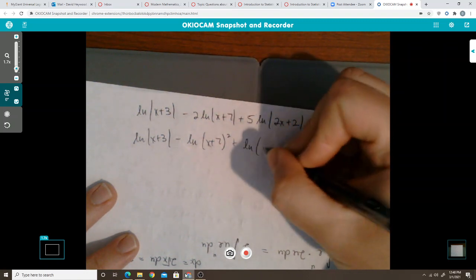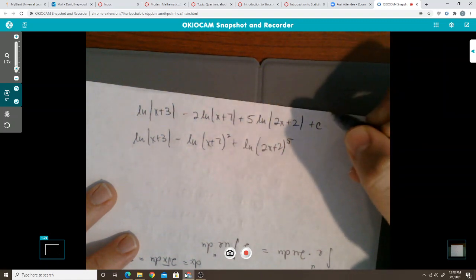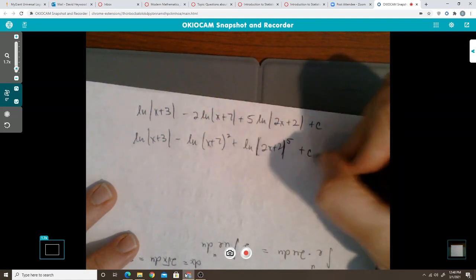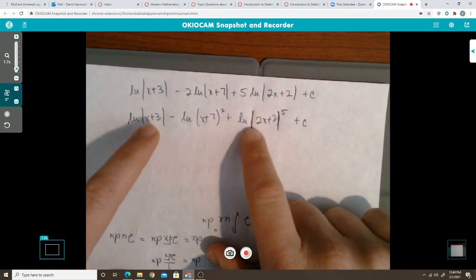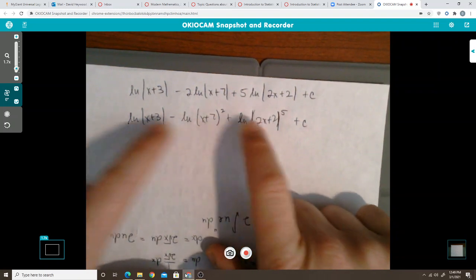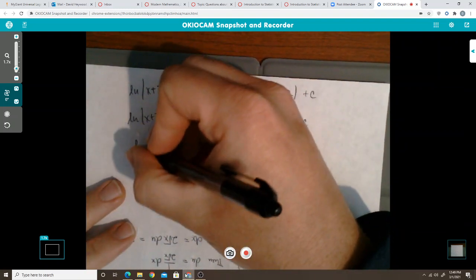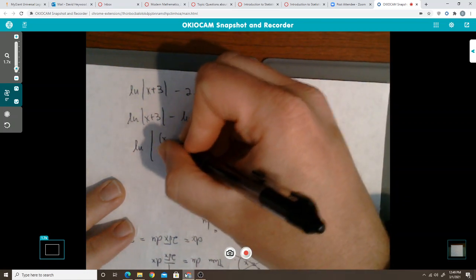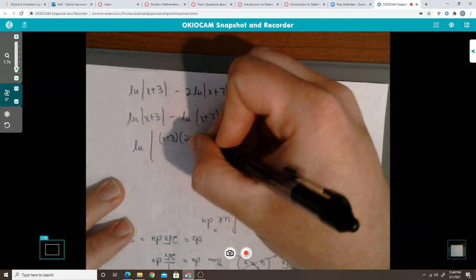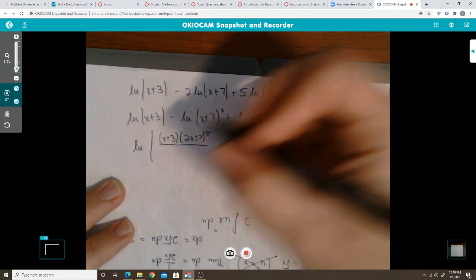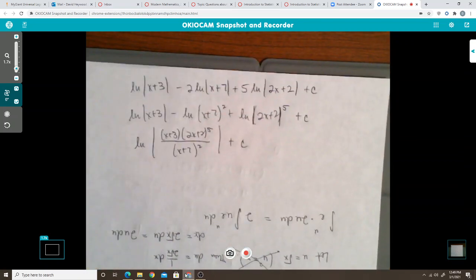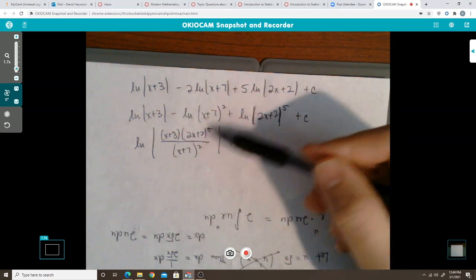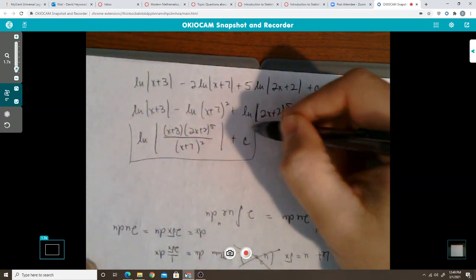Actually, that one still needs absolute values. And then you can be like, oh well, yeah. So here's a product rule, and then here's a quotient rule, right? Because I'm subtracting. So this really, at the end of the day, is x plus 3 times 2x plus 2 to the 5th over x plus 7 squared plus C. And then if you really wanted to go crazy with it, you could expand all of this stuff and drive yourself crazy. But yeah, so that's that.